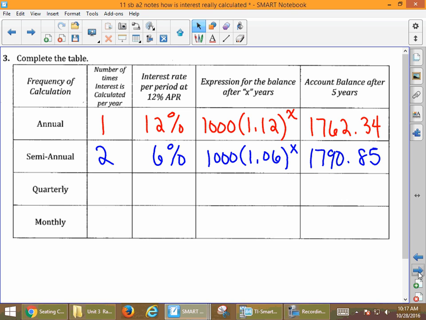Our next one here is quarterly. How many times do you think we will calculate the interest quarterly? So a lot of people are showing me 4. And you are correct. So if we're going to be calculating interest 4 times per year, what percentage are we going to use, Matthew? And how did you get it?